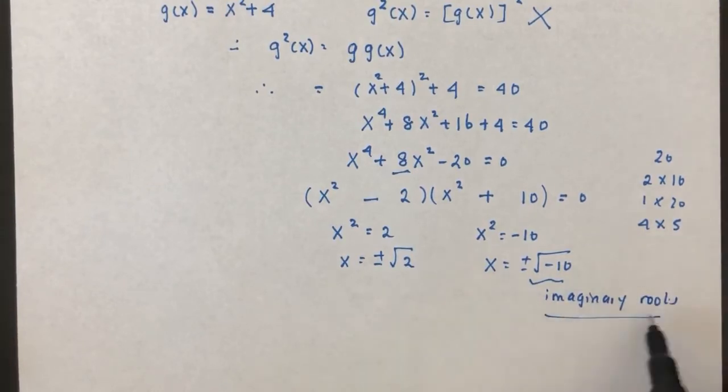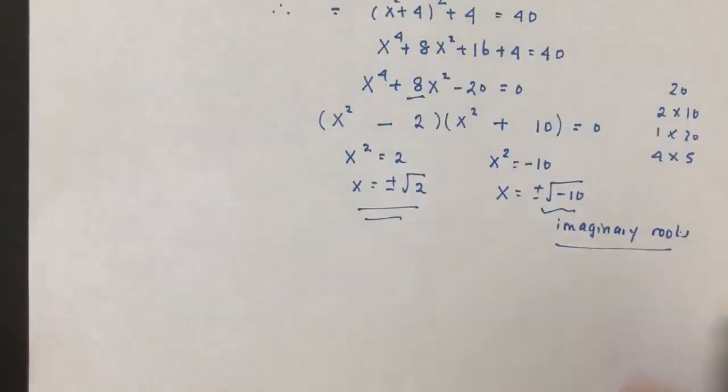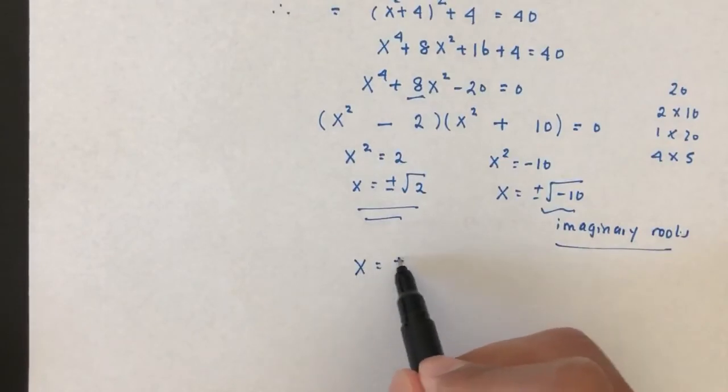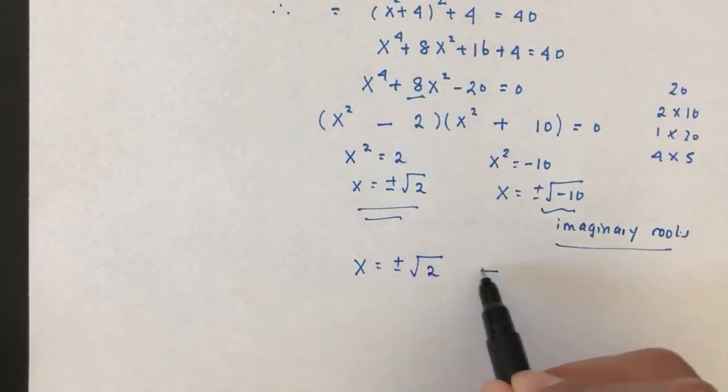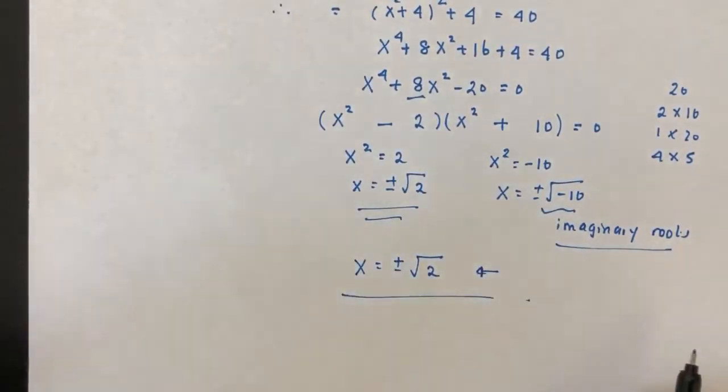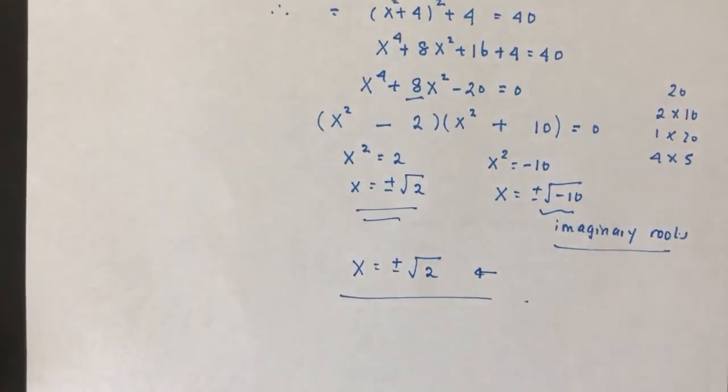So we can find those values. So this will be the two values of x. X will be plus minus square root of 2. This will be your answer for question number 8.